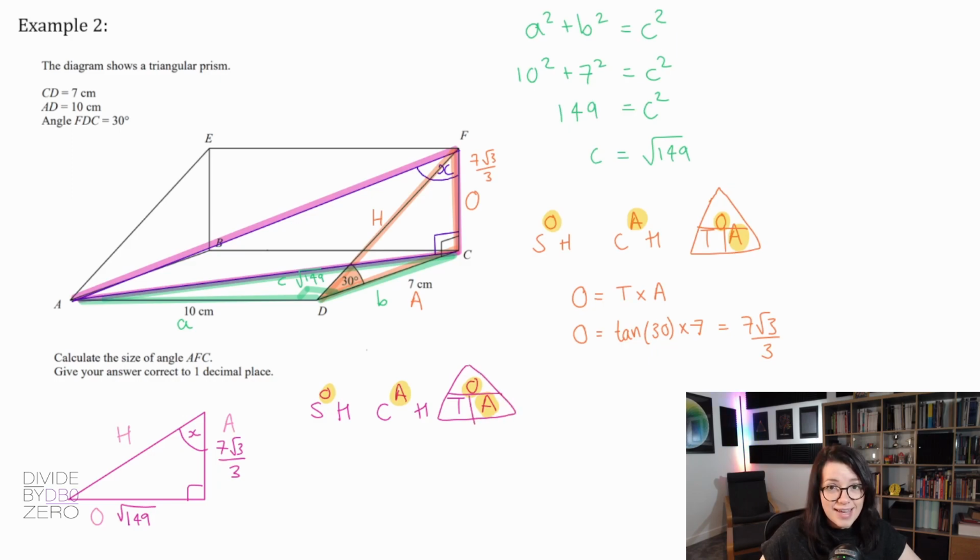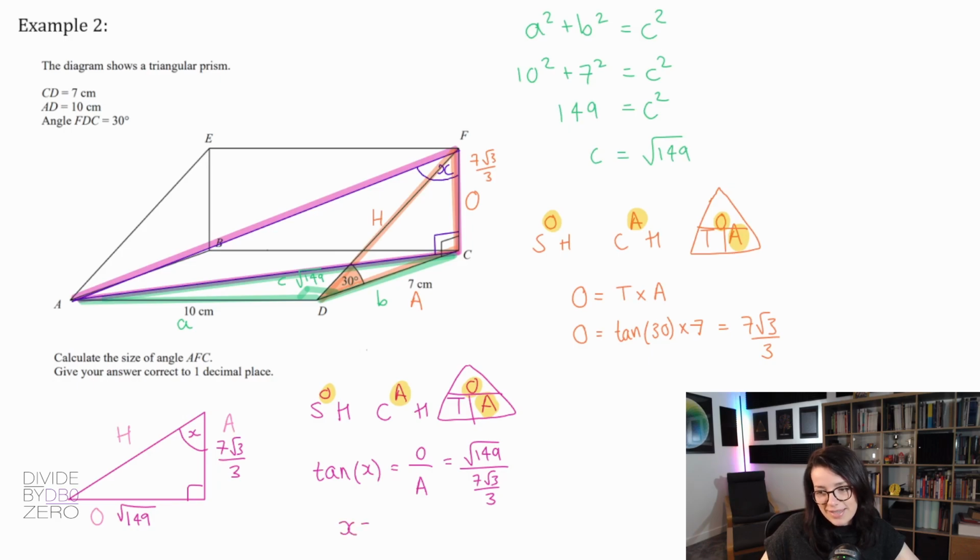This time, because it's the angle we're trying to find, it's actually T that we cover up. So tan X, the missing angle, equals O divided by A. And if we pop the numbers in for O and A, that's root 149 over 7 root 3 over 3. And then to get X out, to release the X from the tan X, you have to press Shift tan in your calculator. Remember, it's inverse tan or inverse sine, inverse cos, whatever the function is, to release the X and get the angle out.